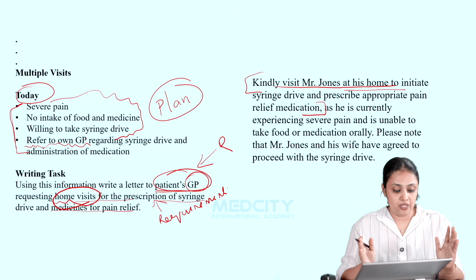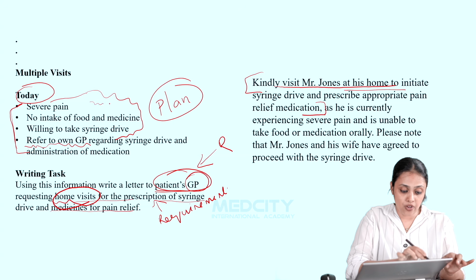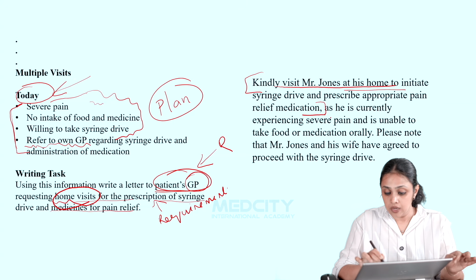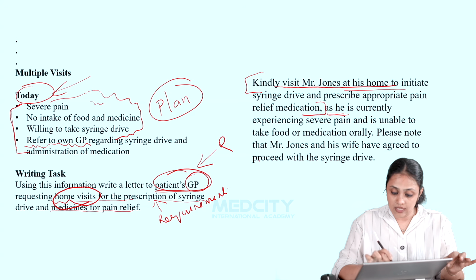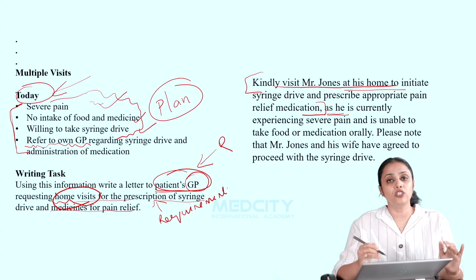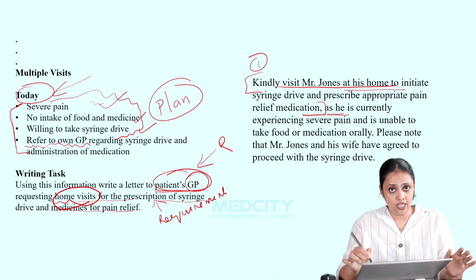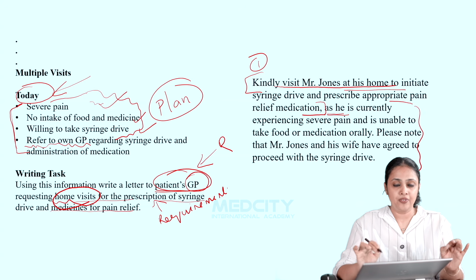Now to elaborate the recommendation paragraph, if needed, you can include the points from today into the recommendation paragraph. How can we bridge it? By saying that as he is currently experiencing severe pain and is unable to take food or medication orally, please note that Mr. Jones and his wife have agreed to proceed with the syringe drive. So these three points from today's visit have been brought down to the recommendation paragraph. First you stated what the requirement is, and then you gave the reasoning from today's visit to provide better clarity to the reader. This is also fine.